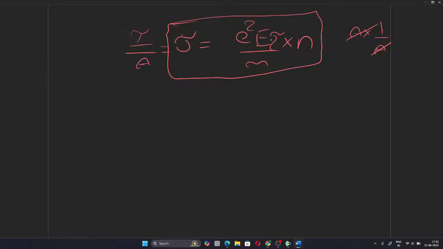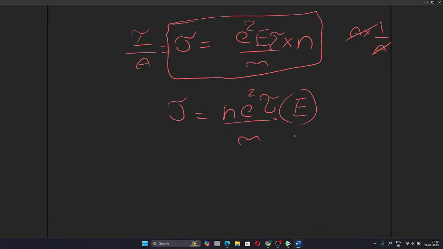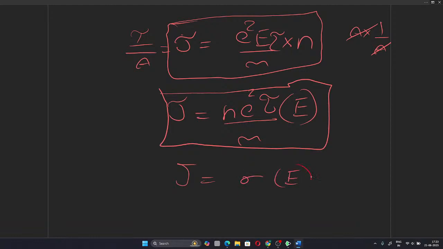The formula here includes tau. But if you just arrange this equation in a different manner, if you arrange it in n e square tau, this is tau, but it has J. Tau n e square tau times electric field by m, and this current density relation we can relate to J equals sigma E, where sigma is conductivity.